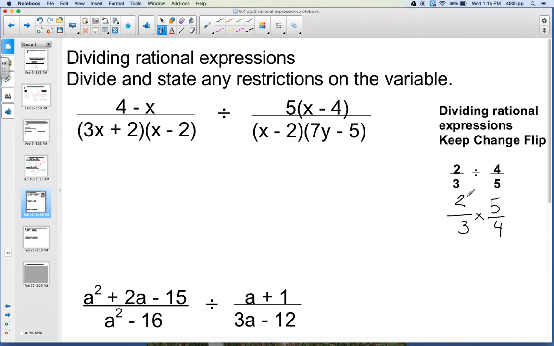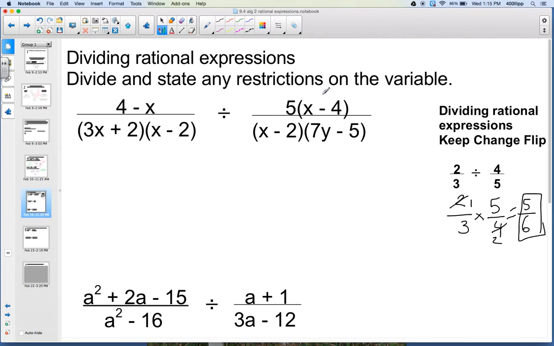So when we do that, 2 goes into 2 once, and 2 goes into 4 twice. And then we multiply across. 1 times 5 is 5. 3 times 2 is 6. And that's your answer for that. So either keep, change, flip, or multiply by the reciprocal. Okay, so for these, we do have to remember that we are finding restrictions.